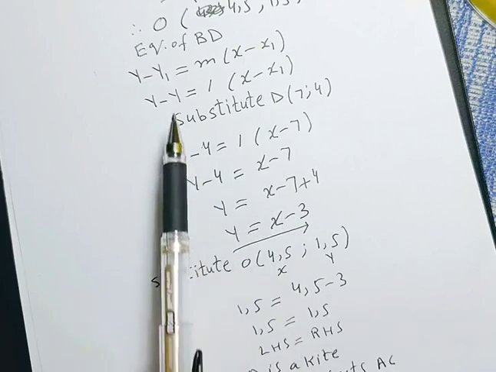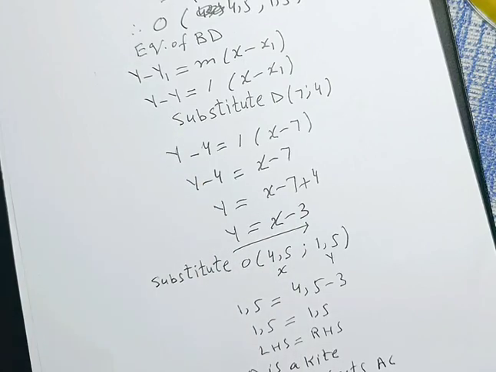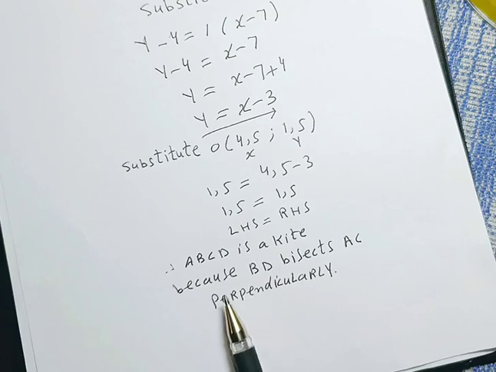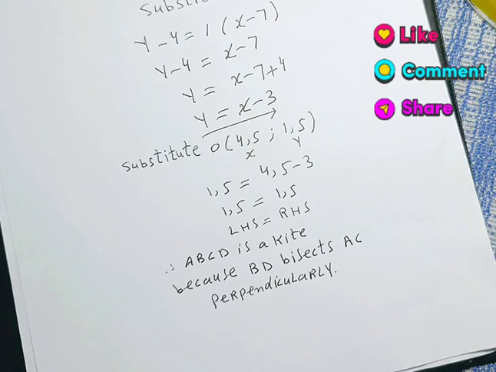We plug all these values into this formula, and now we need to substitute the coordinates of O, which is x and y, into this equation. So y is 1 comma 5, in place of x is going to be 4 comma 5, and now we can see the left hand side equals the right hand side, which means BD passes through O, the midpoint of AC. So now we can say, therefore, ABCD is a kite, because BD bisects AC perpendicularly.